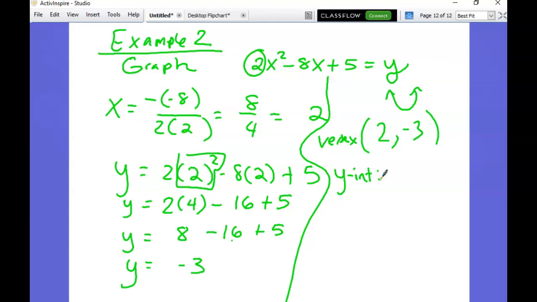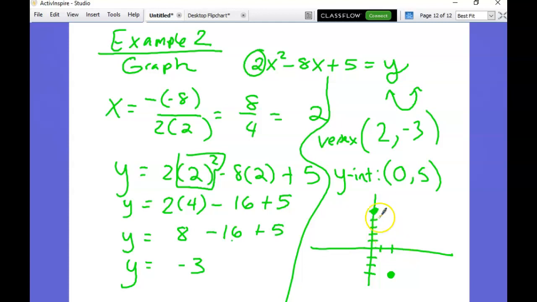Because if you plug in 0, these two things just go away and you're left with 5. So my y-intercept is when I plug in 0 for x, I get 5 for y. So I have over 2 down 3 is my vertex, right? My y-intercept is 5, right?